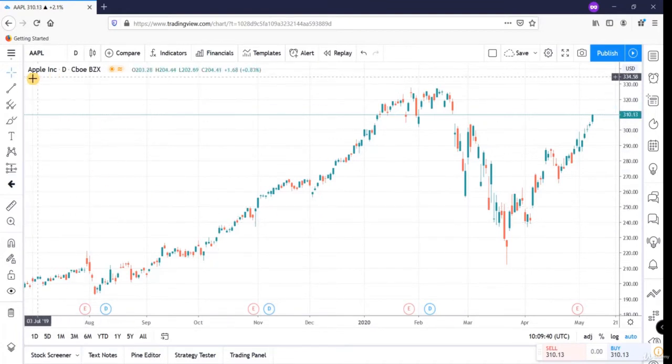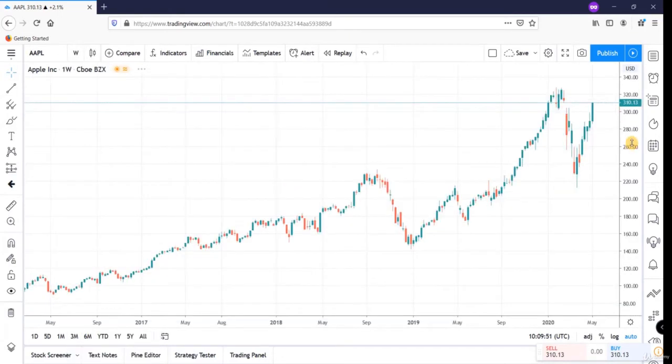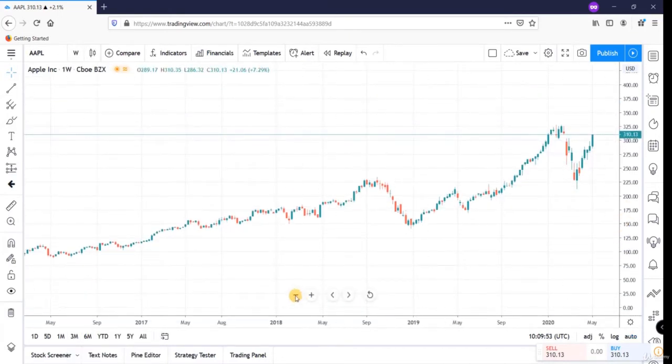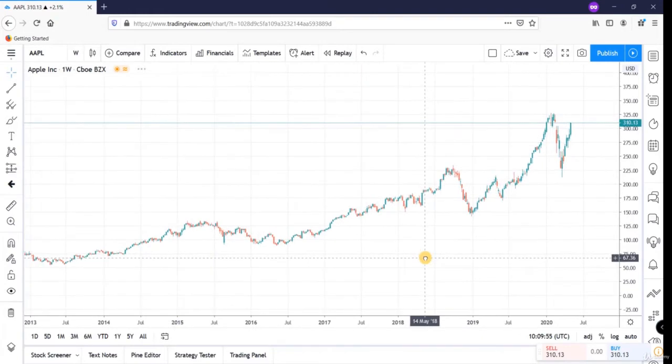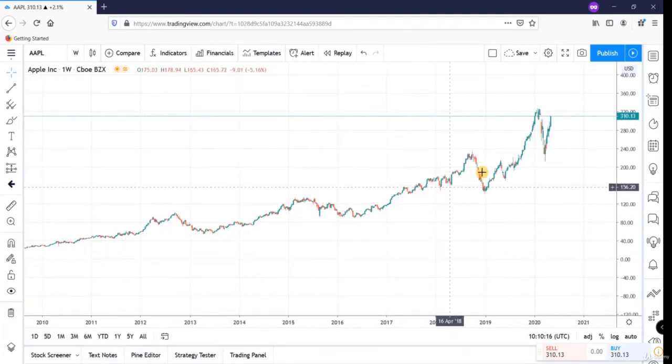This is the chart of Apple Incorporation. First of all, we will choose the weekly chart for long-term perspective. So if we click on weekly chart, we will get our chart, and the look back period for long-term perspective should be 7 to 8 years. So the stock is in uptrend, and the current trend for this stock for long-term perspective is uptrend.